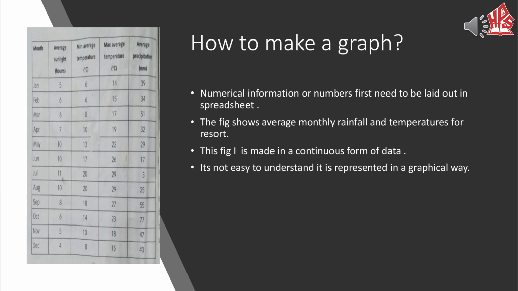First, we must see on the left hand side that there are some continuous forms of numbers represented in a table format. We can represent these numbers in the form of graphs as well. For that, we need to first insert our information in the spreadsheet. The figure on the left shows, for example, the average monthly rainfall and temperatures for the resort. In this figure, the continuous form of data has been inserted, which is actually not easy to understand until it is represented in a graphical way.